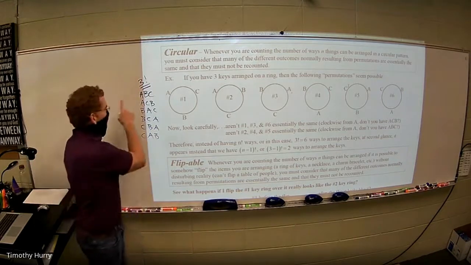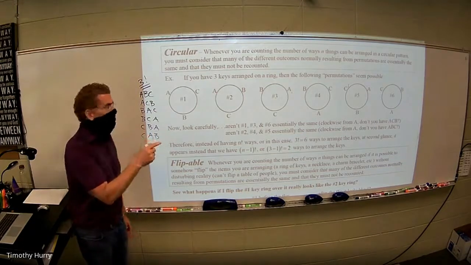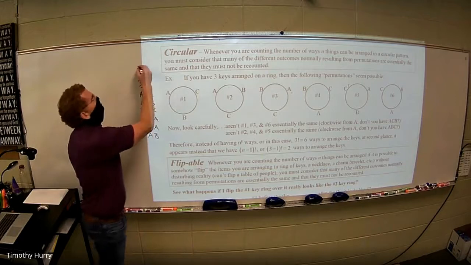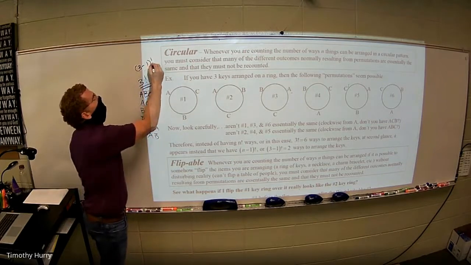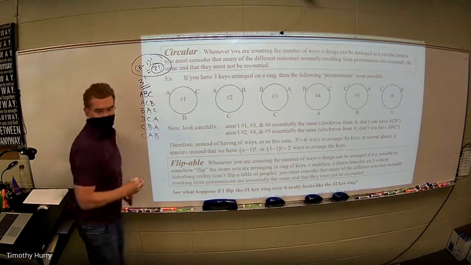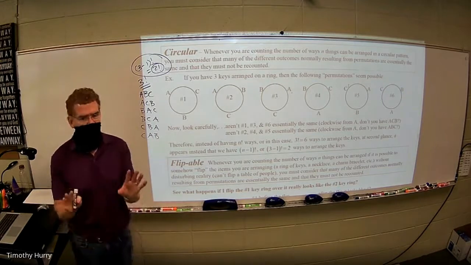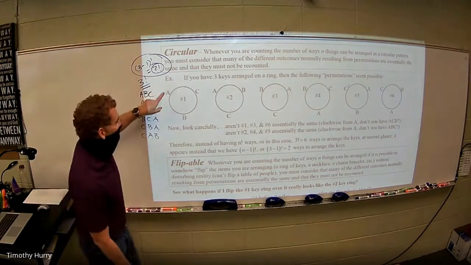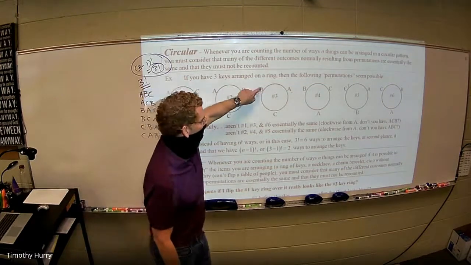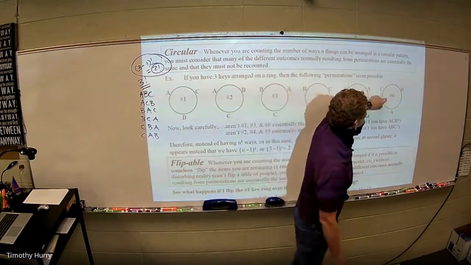But that's linear. If I arrange these on a circle, I want to show you that this ends up being not 3 factorial, but actually 3 minus 1, which is 2 factorial, when it's circular. Now you may look at this and say, I see 6 right here, Mr. Hurry, but let's take a closer look. Right here, these are my options: ABC, ACB, BCA, BAC, CBA, CAB.